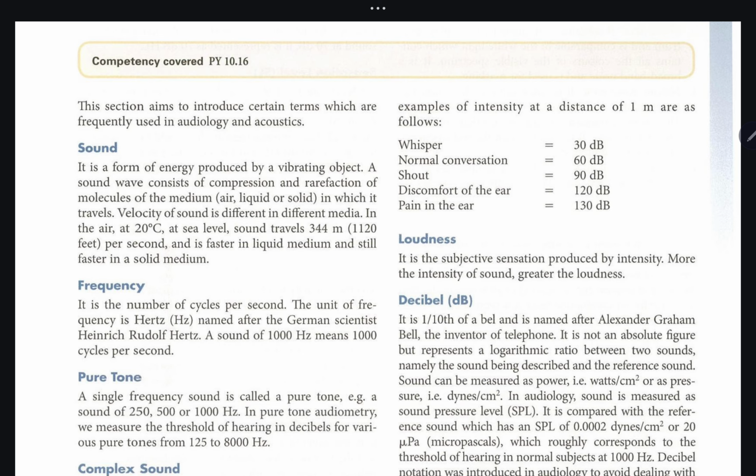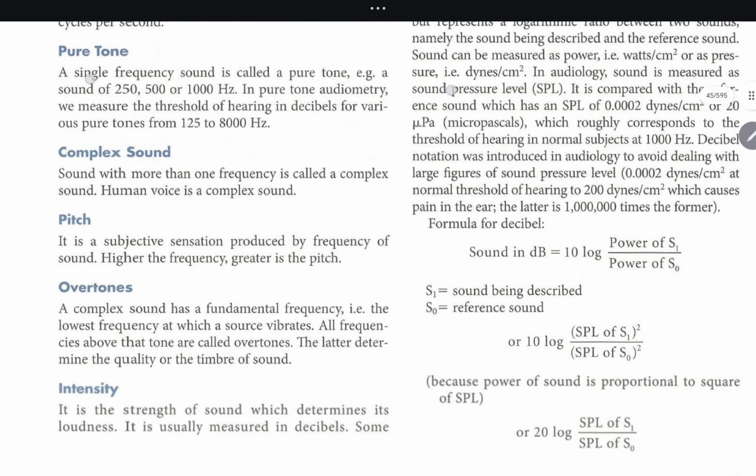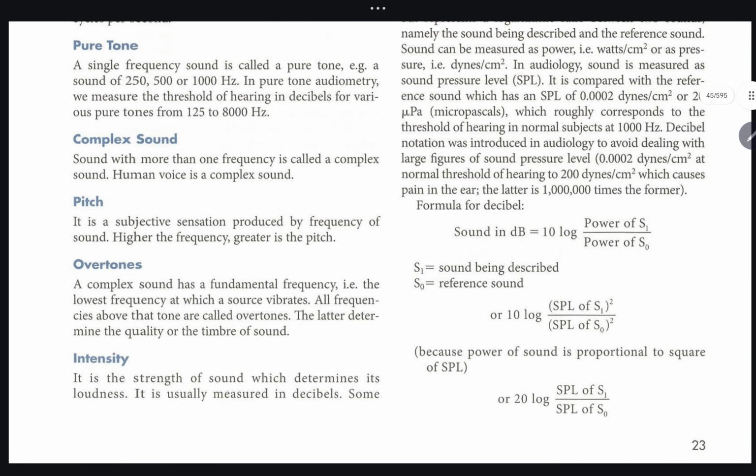Pure tone. A single frequency sound is called pure tone. Example, a sound of 250, 500, or 1000 Hertz. In pure tone audiometry, we measure the threshold of hearing in decibels for various pure tones from 125 to 8000 Hertz. Complex sound. Sound with more than one frequency is called complex sound. Human voice is a complex sound.